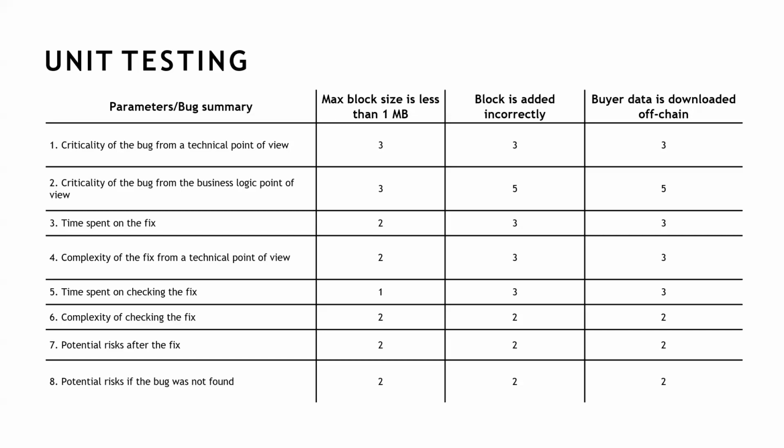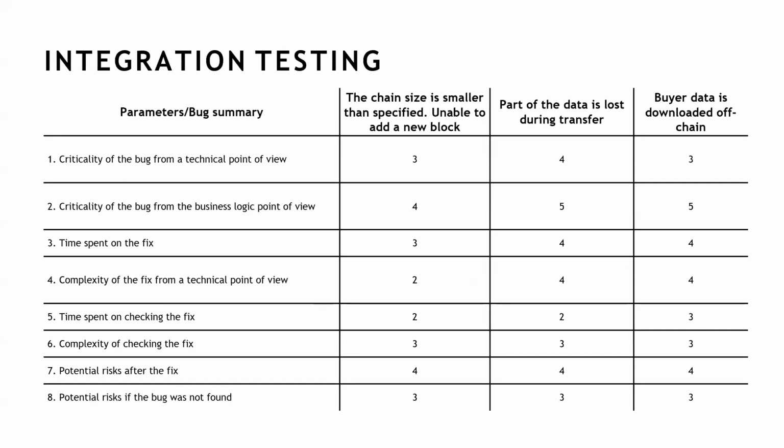The following bugs were found during unit testing. First bug was found during block size checks as part of the functional testing. Second was found during checks of the ability to add blocks as part of the functional testing. And third was found during smart contracts checks. The following bugs were found during integration testing. First bug was found during chain size check as part of the functional testing. Second was found during checks of the ability to transfer data as part of the functional testing. And third bug was found during smart contracts checks.